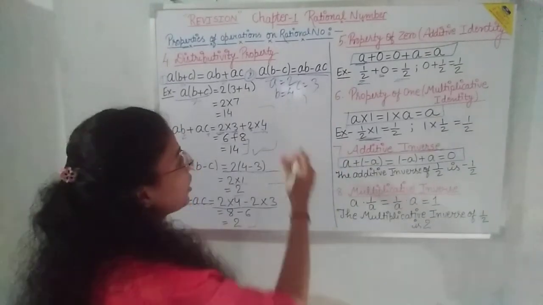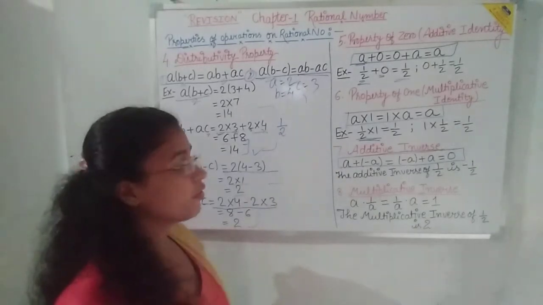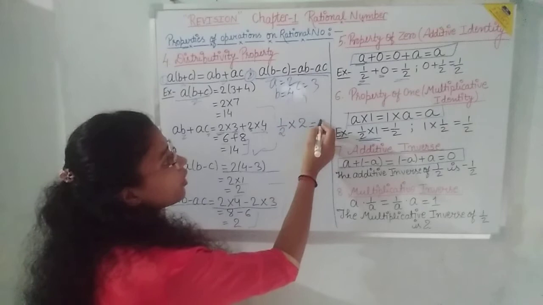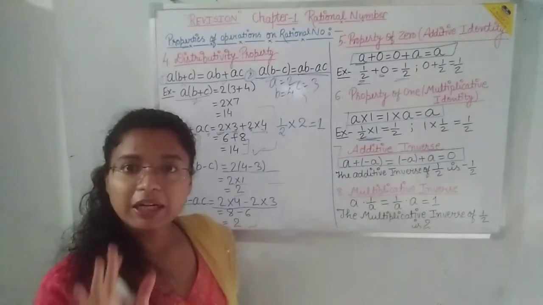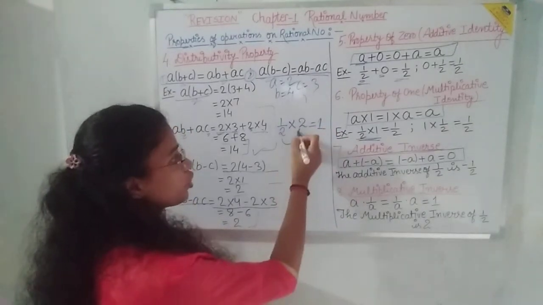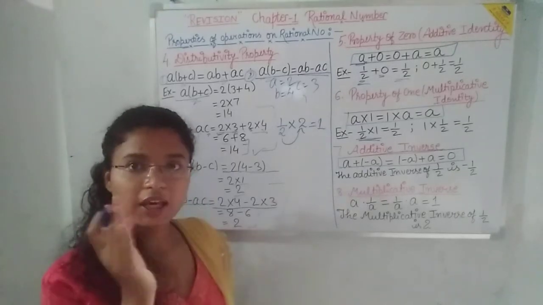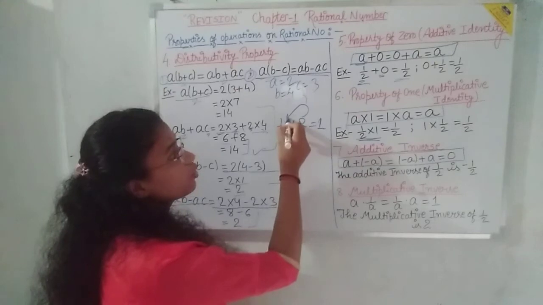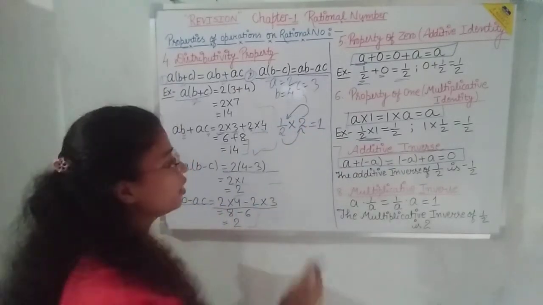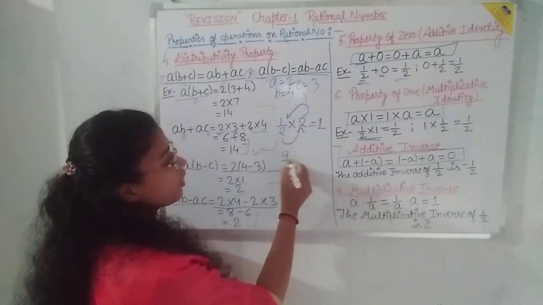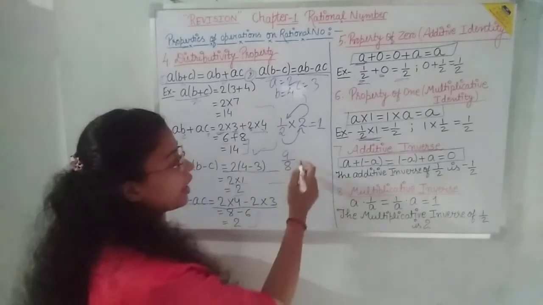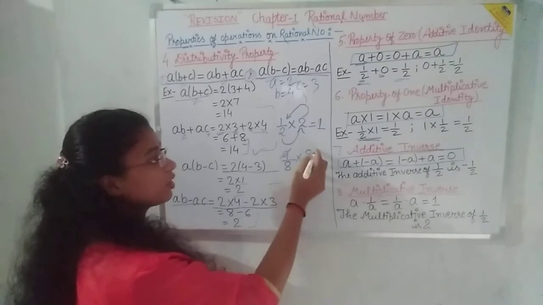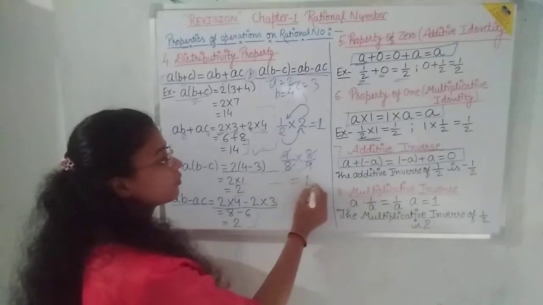Suppose, what is the multiplicative inverse of 1 by 2? When you multiply 1 by 2 into 2, you will get 1. That means the multiplicative inverse of 1 by 2 is 2. Or in both cases you can say, the multiplicative inverse of 2 is 1 by 2. You can also say this: the multiplicative inverse of 9 by 8 will be 8 by 9, because when you multiply them, the numbers will cancel and give you 1.